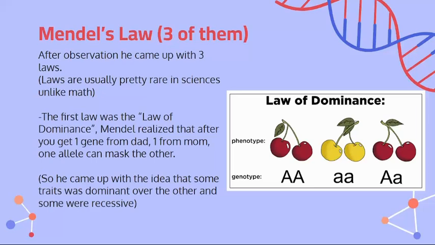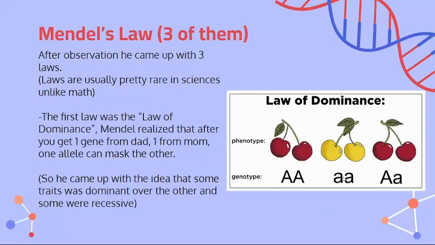So he came up, because it got masked completely, he came up with the idea that some traits were probably dominant over the others, and some were recessive, and that got hidden. So right here we have a pure red cherry. Let's say the capital A is red, and the lowercase a is yellow. So this completely red cherry had one A from its dad, one A from its mom.